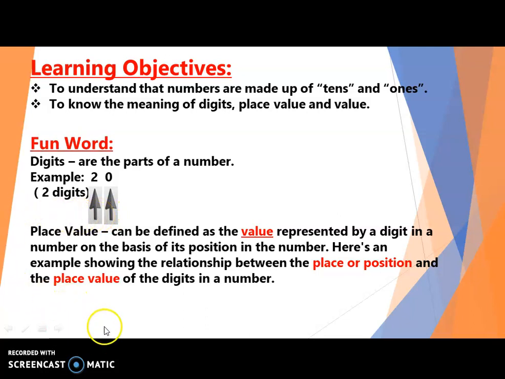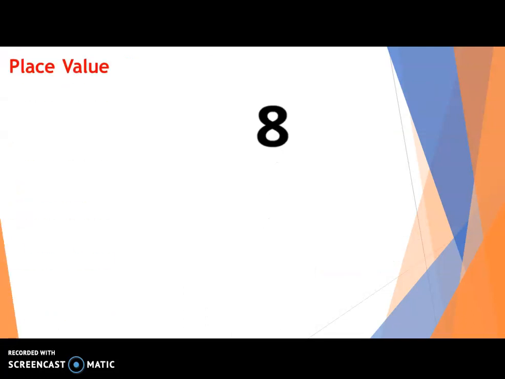Let's have the second word, which is place value. When we say place value, it can be defined as the value represented by a digit in a number on the basis of its position in the number. And here's an example showing the relationship between the place or position and the place value of the digits in a number.